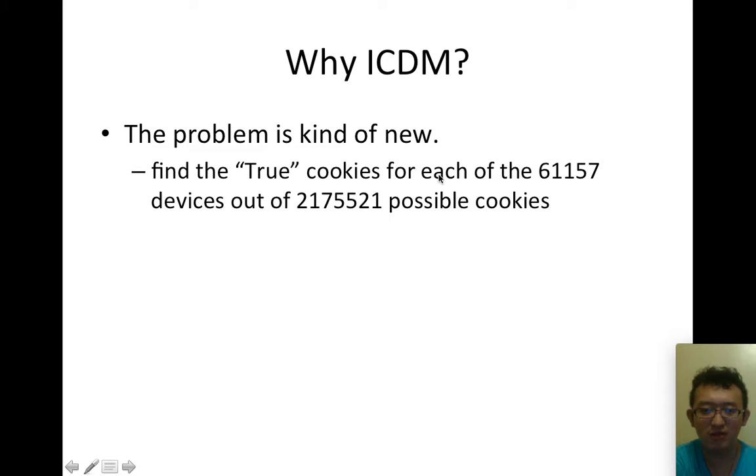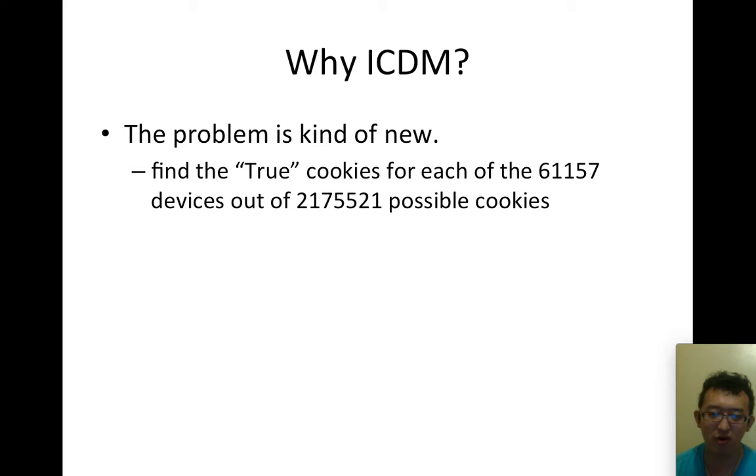The task is to predict, for each of the 61,000 devices, the true cookies. And there are 200,000 possible cookies to choose from. If you use a brute force approach, you can imagine the number of all the possible device-to-cookie pairs is very large.